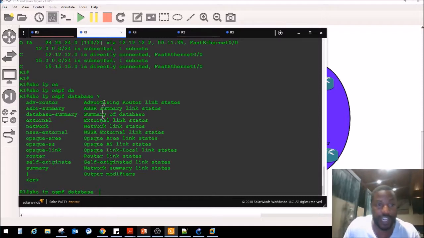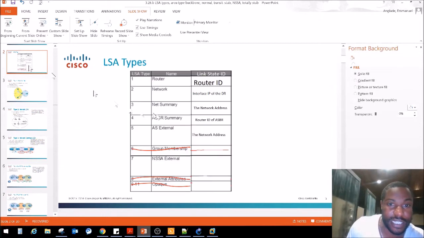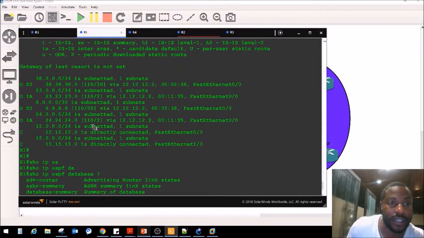That's y'all pop quiz for today. How do we get more information about the type 5 LSA, which is the AS external LSA? First of all, what's the link state ID? That's how we can figure it out. It's the network address. So what's the network address that we're trying to get?